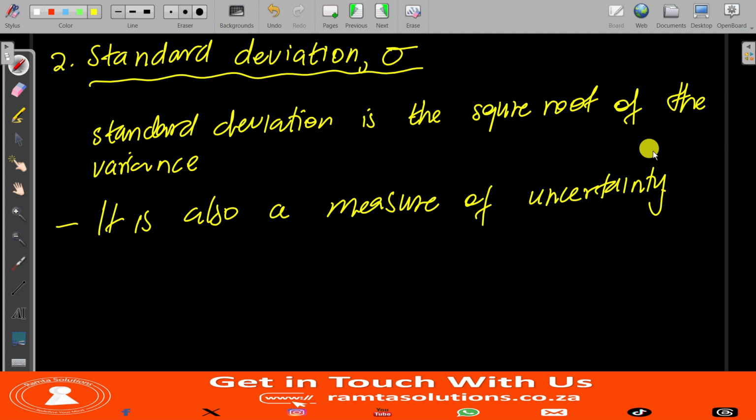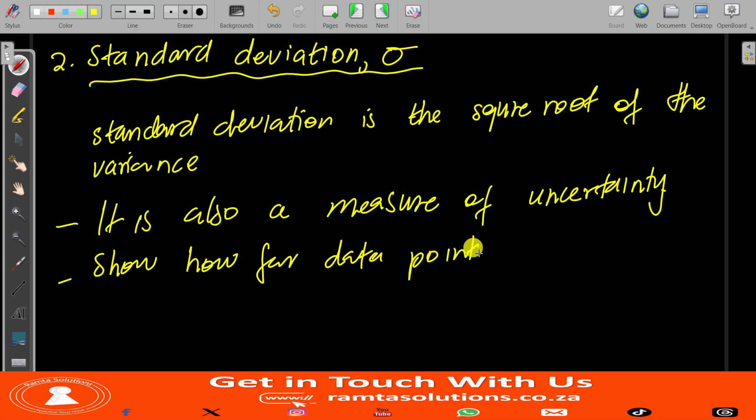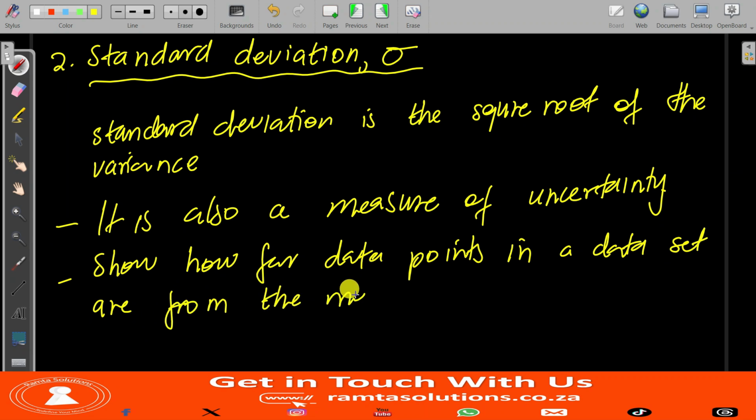So what is happening with this one? They show how far apart data values in a data set are from the mean. It shows how far data points, or data values, in a data set are from the mean. How far apart data points in a data set are from the mean.